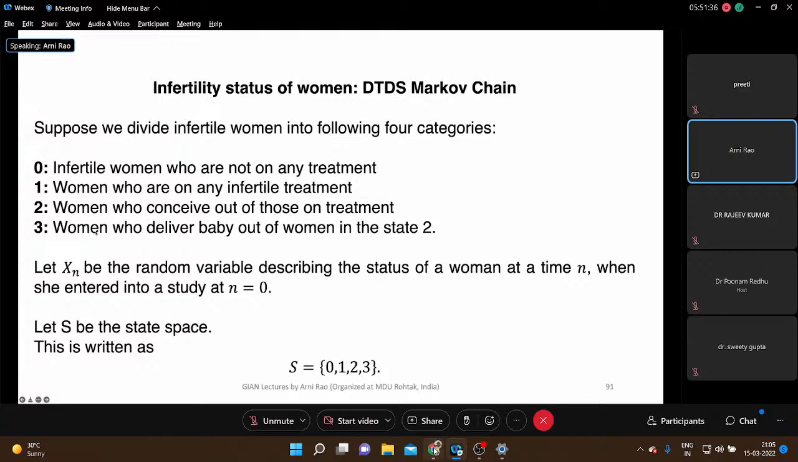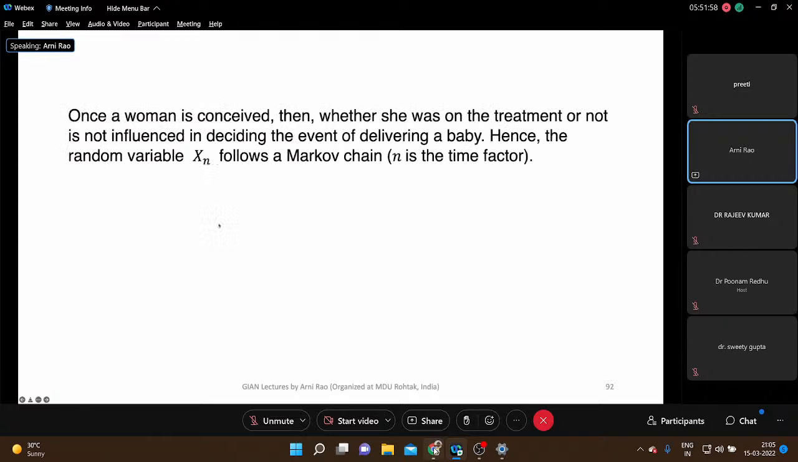it is only after the conception, the delivery of the baby, and then the woman would not go to the previous steps. Whether she was infertile some time back or she was on treatment doesn't matter. These are all not influencing the baby delivery. Whether she was on treatment or not does not influence the deciding event of delivering a baby. Hence, the random variable Xn follows a Markov chain.